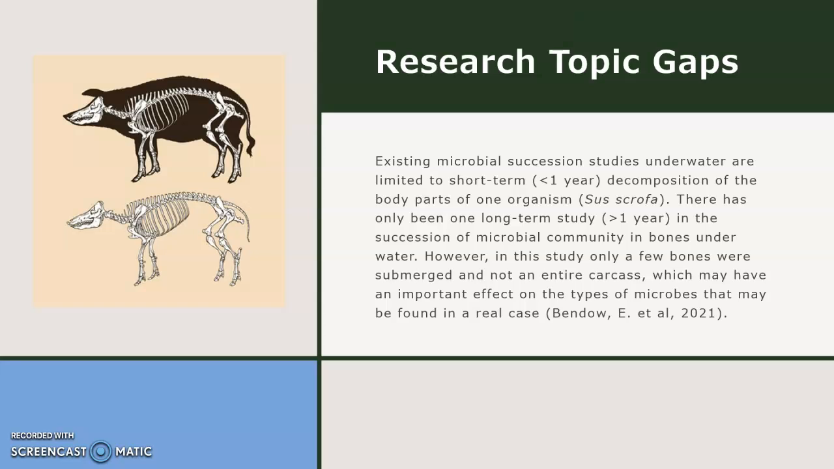Also, the few that were found are limited to short-term studies, so studies that are from less than a year, and it's usually the body parts of Sus scrofa, which is a pig or a boar. Only one long-term study was found by the researchers. So by long-term, they mean longer than a year in the topic that they were investigating, which is succession of microbial communities in bones under the water.